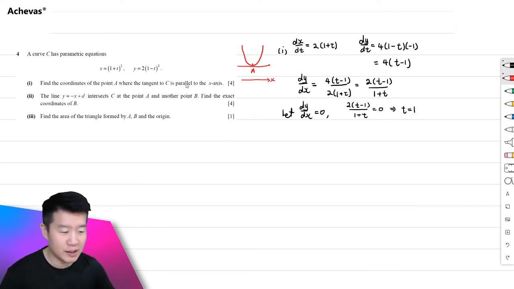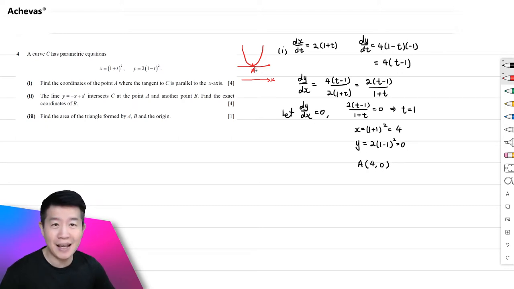So when t is equal to 1, we can then substitute it back into x and y to find the corresponding coordinates of A. So when t is equal to 1, x is going to be equal to (1 plus 1) squared. So 2 squared, this is 4. And y is going to be 2(1 minus 1) squared, which is equal to 0. So the coordinates of A is (4, 0). So we know that this A is actually lying directly on the x-axis. So let me write down A is (4, 0).